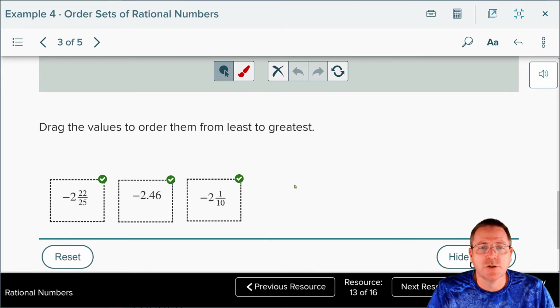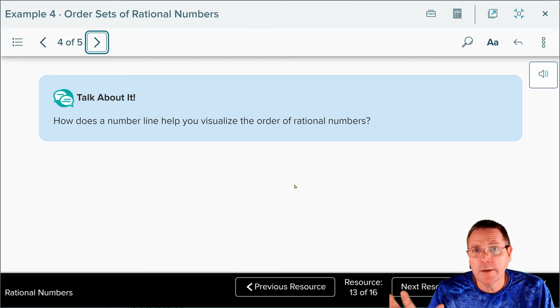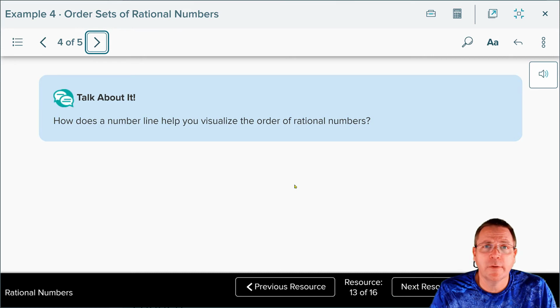It just has issues. So once again, how does a number line help you to visualize the order of rational numbers? Well, it puts them right there. All you have to do is follow left to right or right to left, and everything's a piece of cake from there on out.